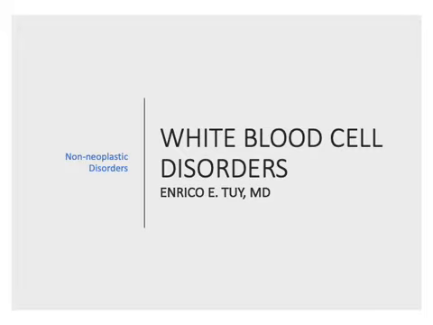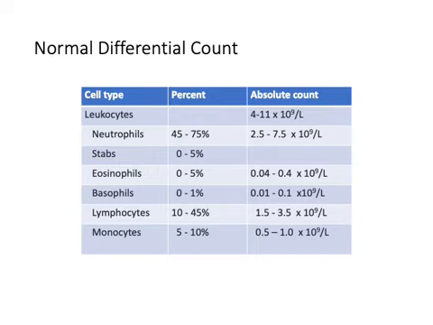Pleasant day to everyone. We shall be discussing the white blood disorders, and we will divide the topic into the non-neoplastic disorders and the neoplastic disorders. The white blood cell counts are part of the peripheral blood, and they are usually distributed as follows.